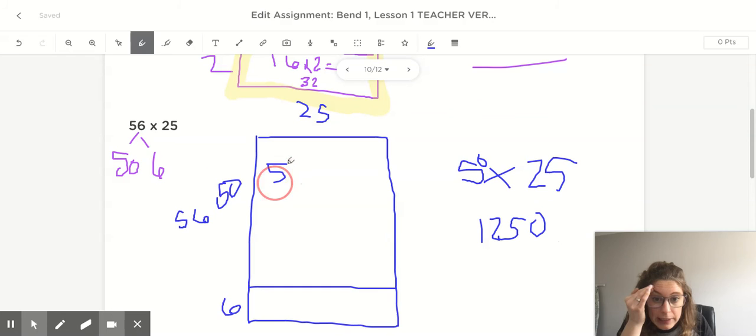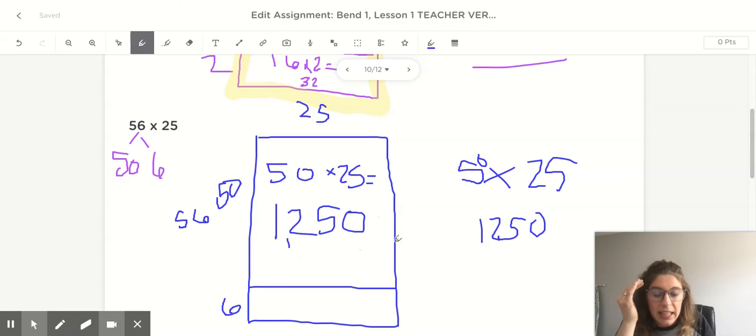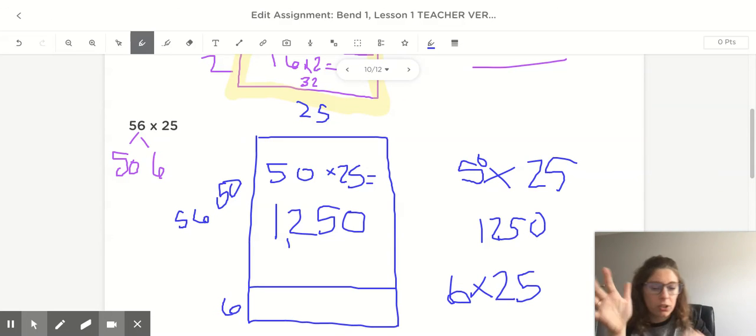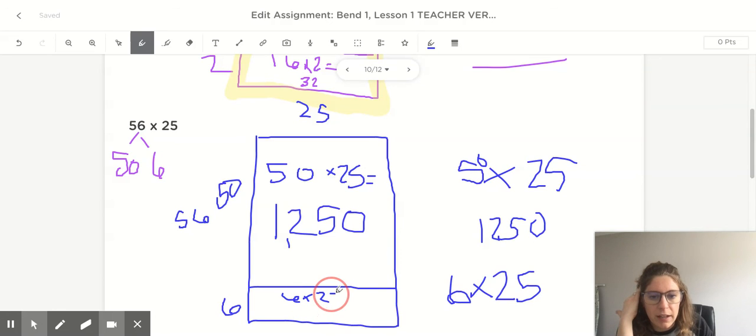Oh my goodness. 50 times 25 is 1,250. Yikes. That one's a little crazy. If you needed some help with that one, that would be okay. Okay, and then I have 6 times 25, and I'm again going to think of 25 like quarters. So I know 4 quarters is 100 cents. 25 more cents, 125 cents. 25 more cents, 150 cents, or 150. 6 times 25 equals 150.